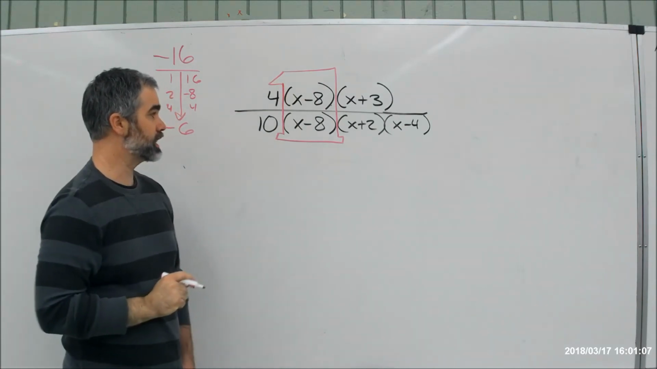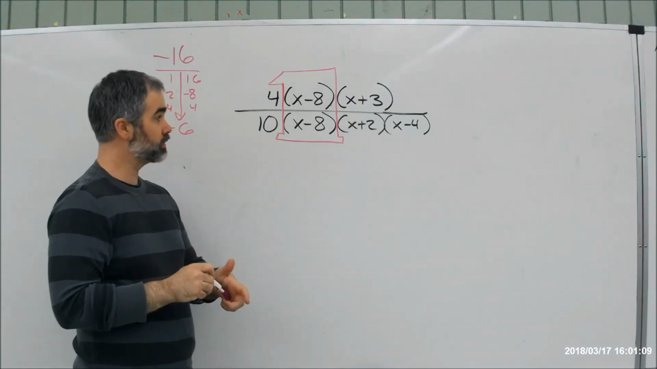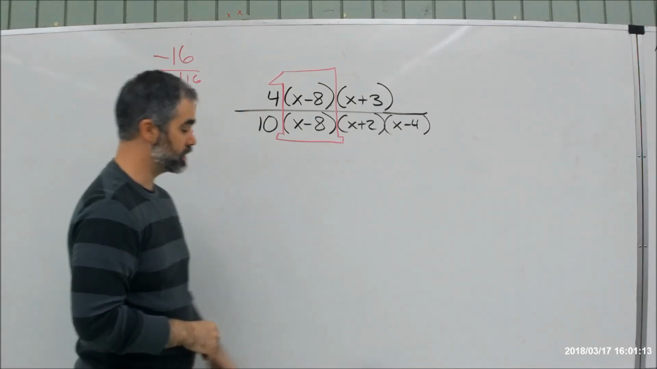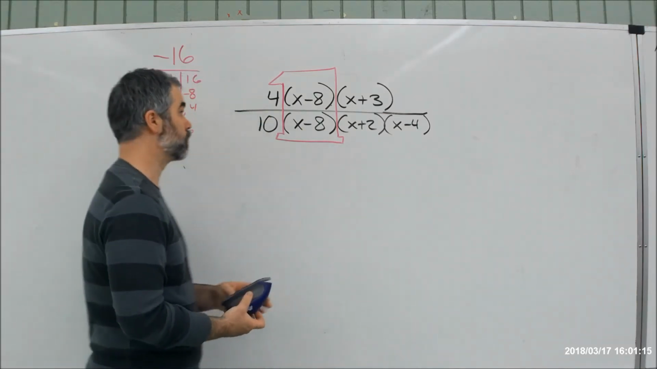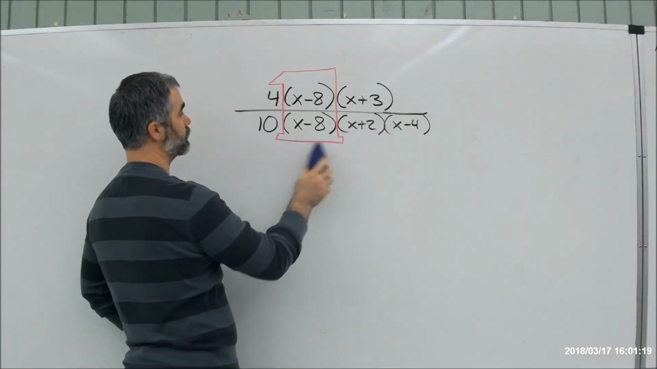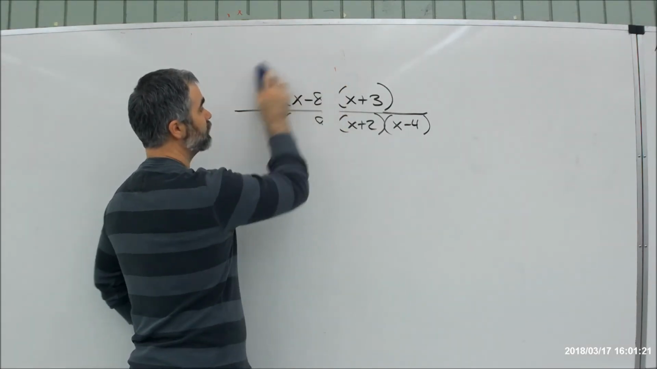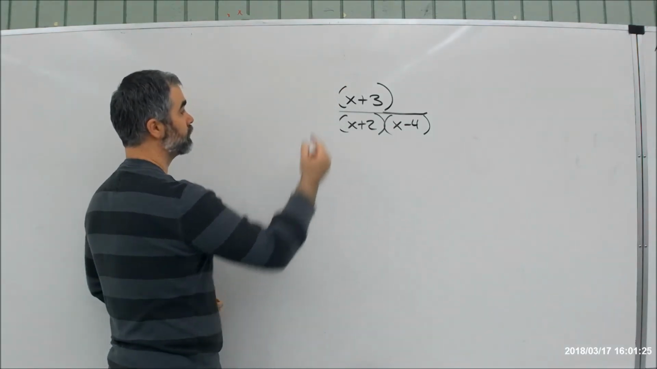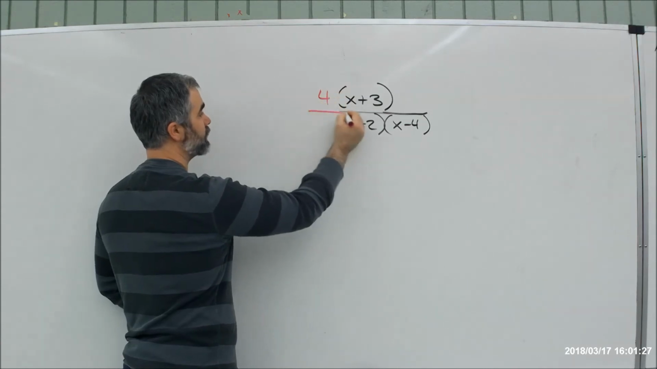So those two are going to cancel out. So you can go ahead and eliminate those ones because, again, they divide into 1. So I'm going to erase those real quickly. What we have left then is a 4 on the top and a 10 on the bottom.